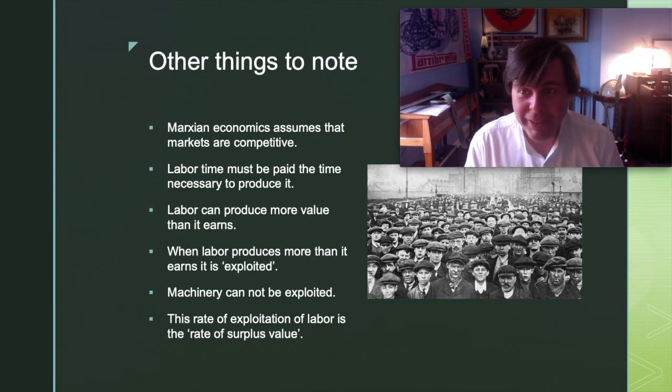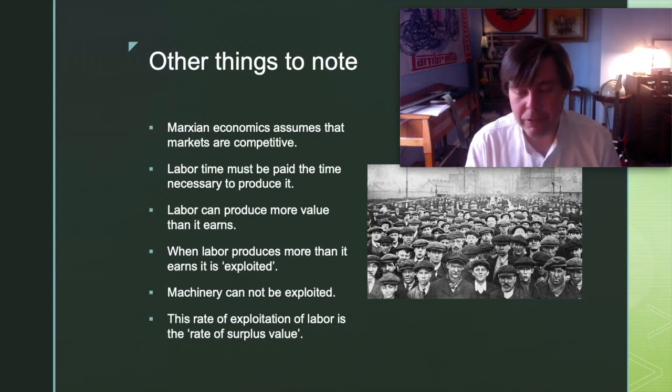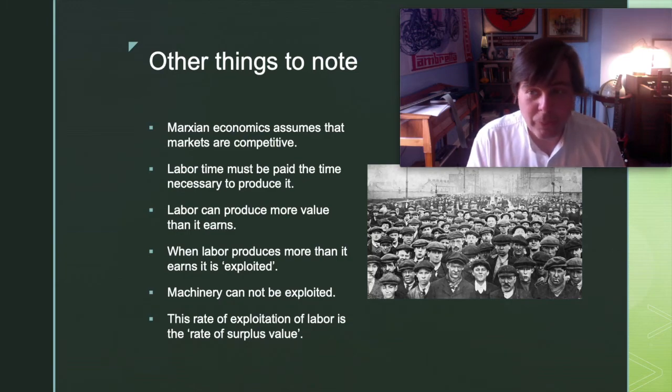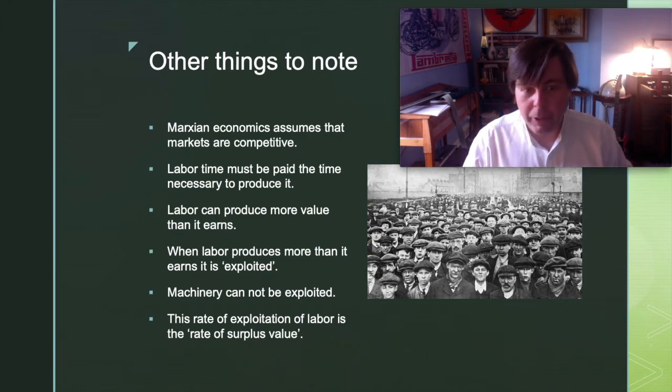So in general, however, the rate of exploitation is going to matter quite a bit, and we'll see that again in the next video. Next thing to note is that machinery cannot be exploited. Whereas labor can be paid less than the value that it creates, machinery cannot. So if it takes a half quart of oil to keep the machine going, and a half quart costs, just to take some money figure, $3 or whatever, you can't give it $2 worth of oil. You have to give it $3. So the rate at which labor is exploited is referred to as the rate of surplus value. That idea is going to matter quite a bit.